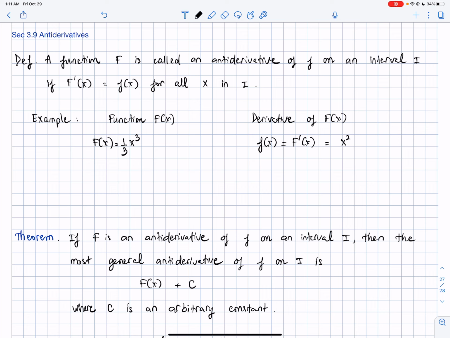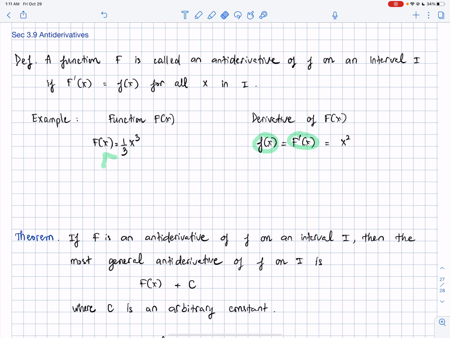Given the big F function, 1 over 3 x cubed, if we take the derivative, then we will get f prime of x equal to x squared. We call this function small f of x. So then we say that the function big F of x is the antiderivative of the function small f of x.